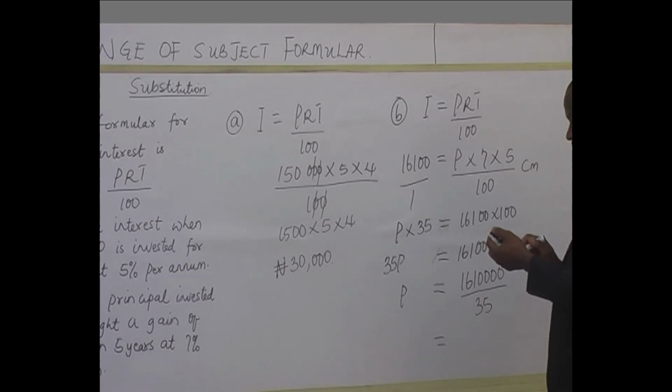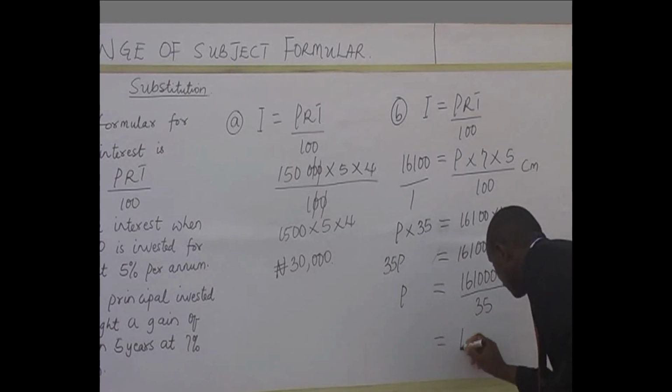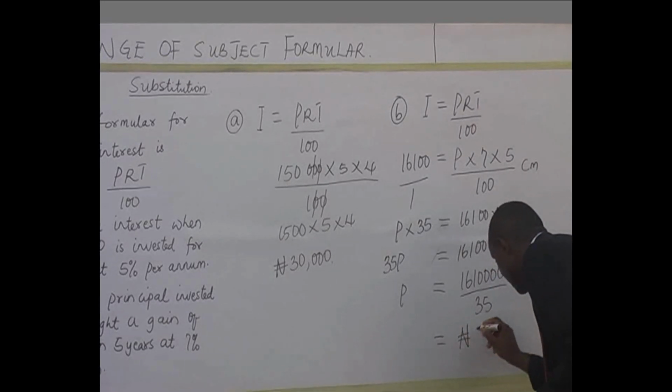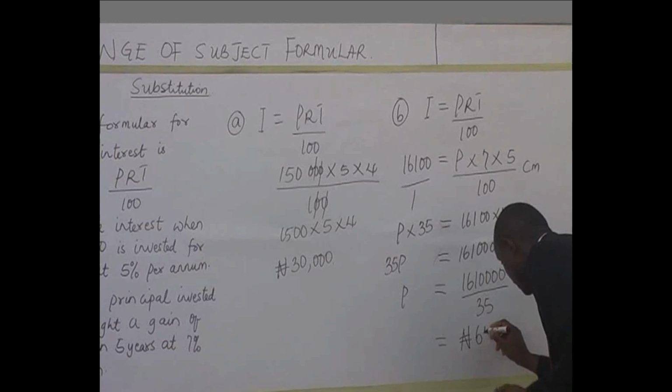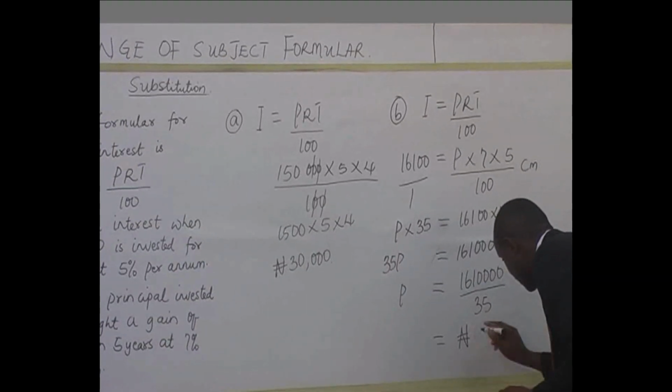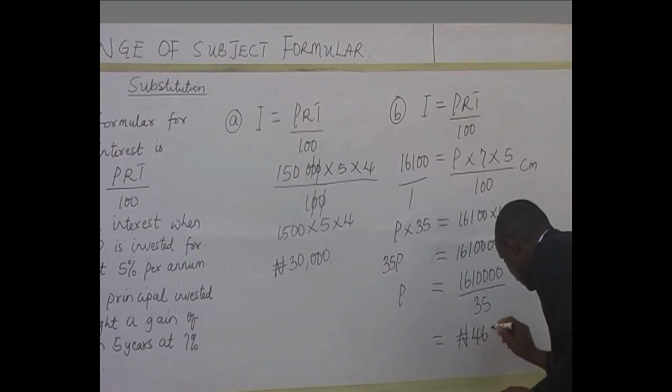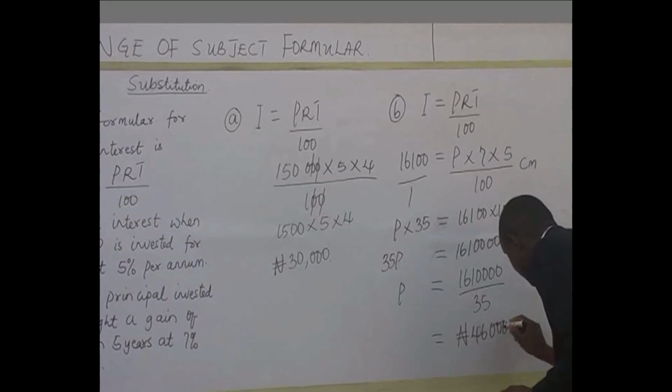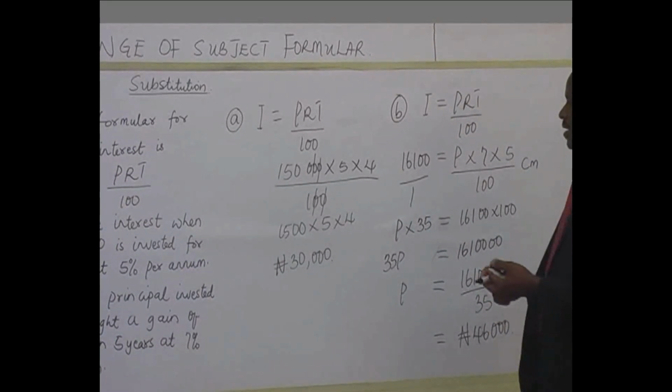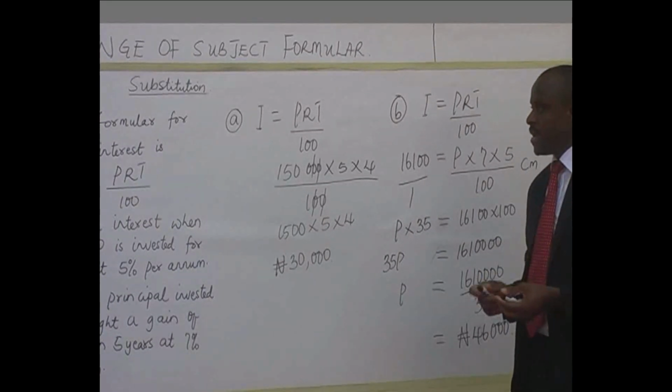It's giving us 46,000. So the principal that was invested is 46,000 naira. And that is the end of that question number B.